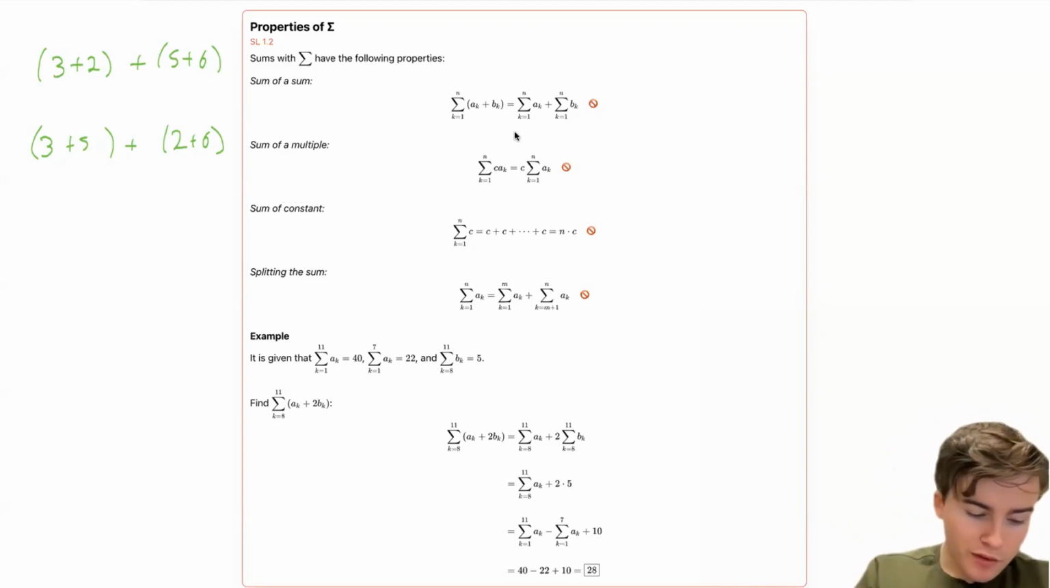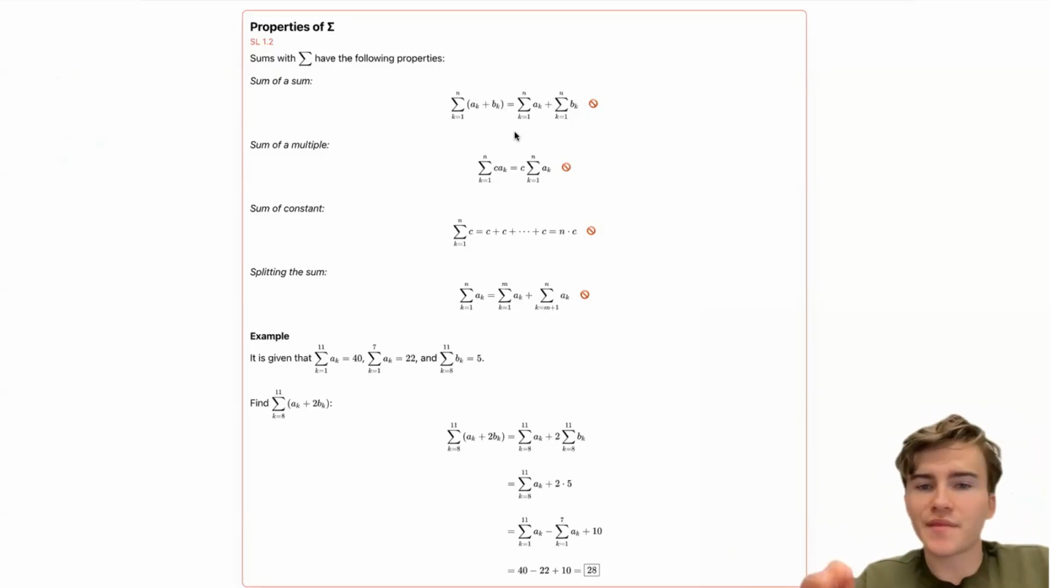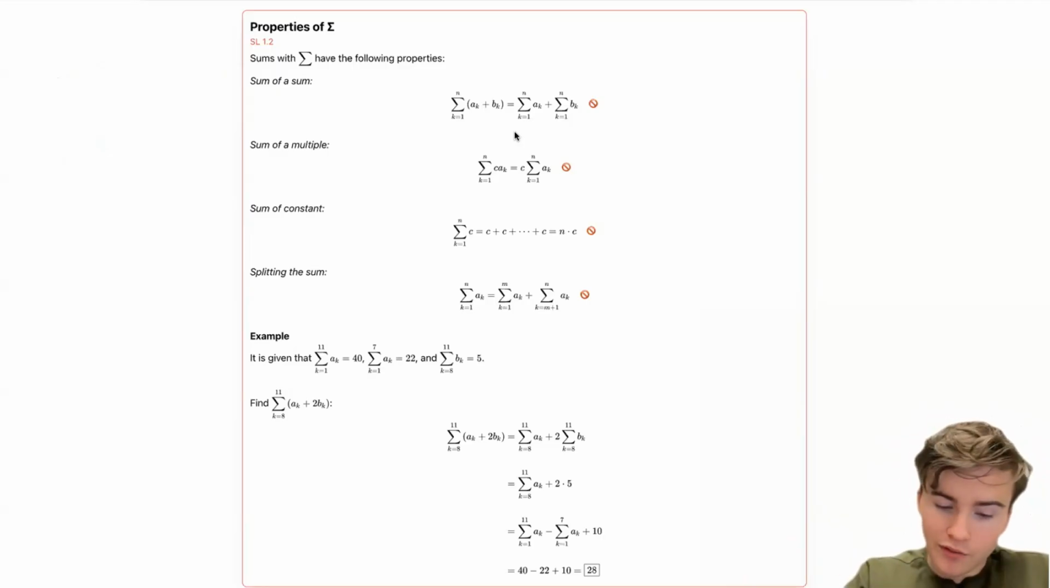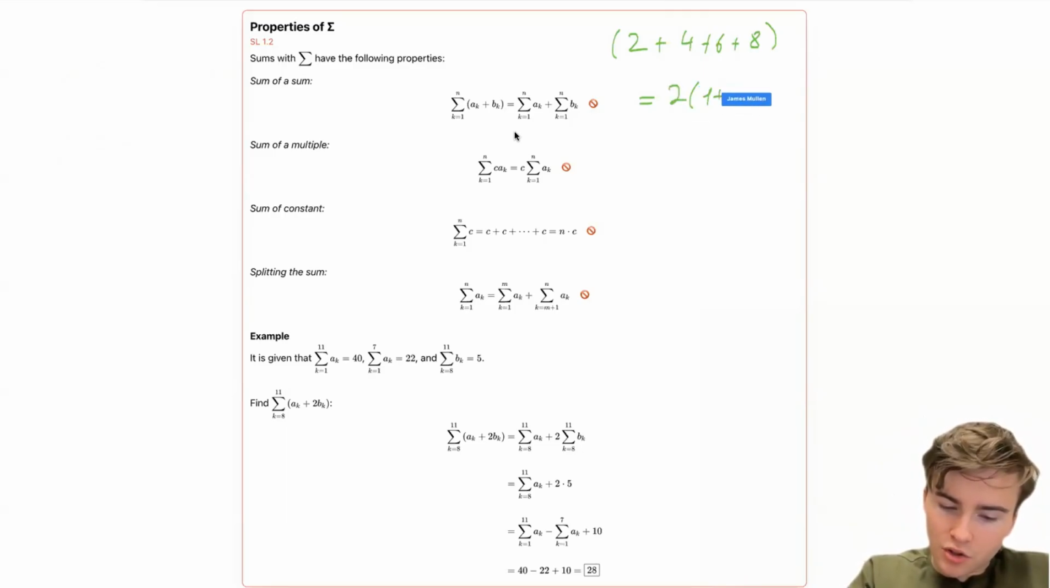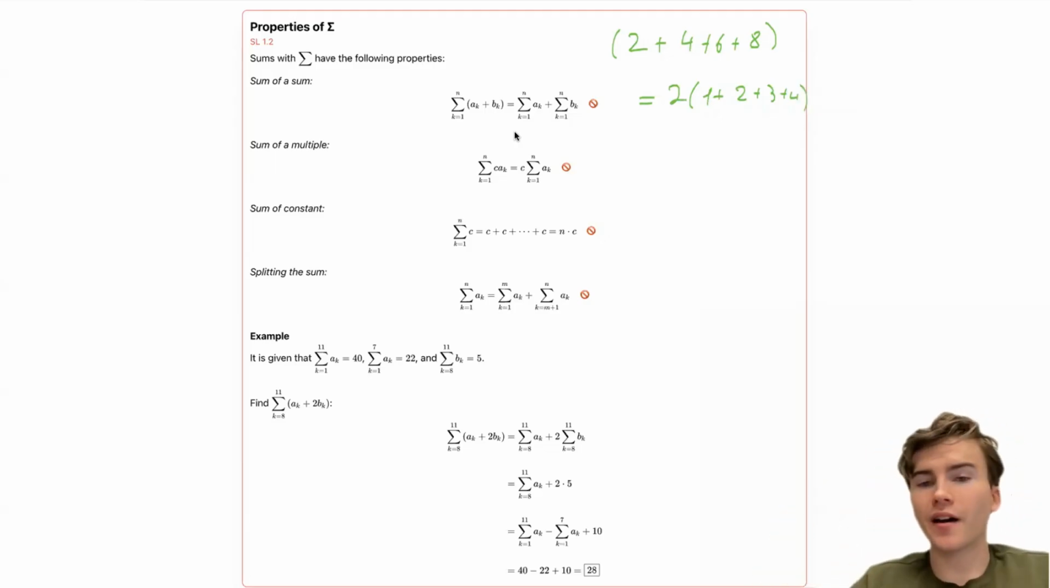All right, if I have a sum of a multiple, so the sum of some constant c times a_k, then the c is not changing as I sum things up, so I can factor that out. Let's do an example. If I was summing up 2 plus 4 plus 6 plus 8, that's the same thing as 2 times 1 plus 2 plus 3 plus 4. I can take the 2 out of the sum. I can divide each term by 2 and put it outside the sum because multiplication is distributive. So I can factor it out or factor it back in.